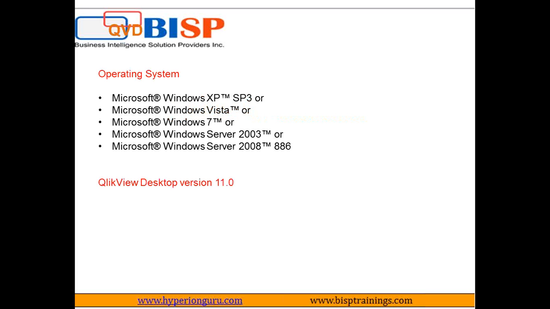As for the operating system, I think people must not be having an operating system older than what I'm mentioning here. So at least they must be having XP SP3, and then Vista, Windows 7, and then Server 2003 and 2008. And the Qlikview desktop version, which is preferred, should be 11.0 because it is the most stable version nowadays.